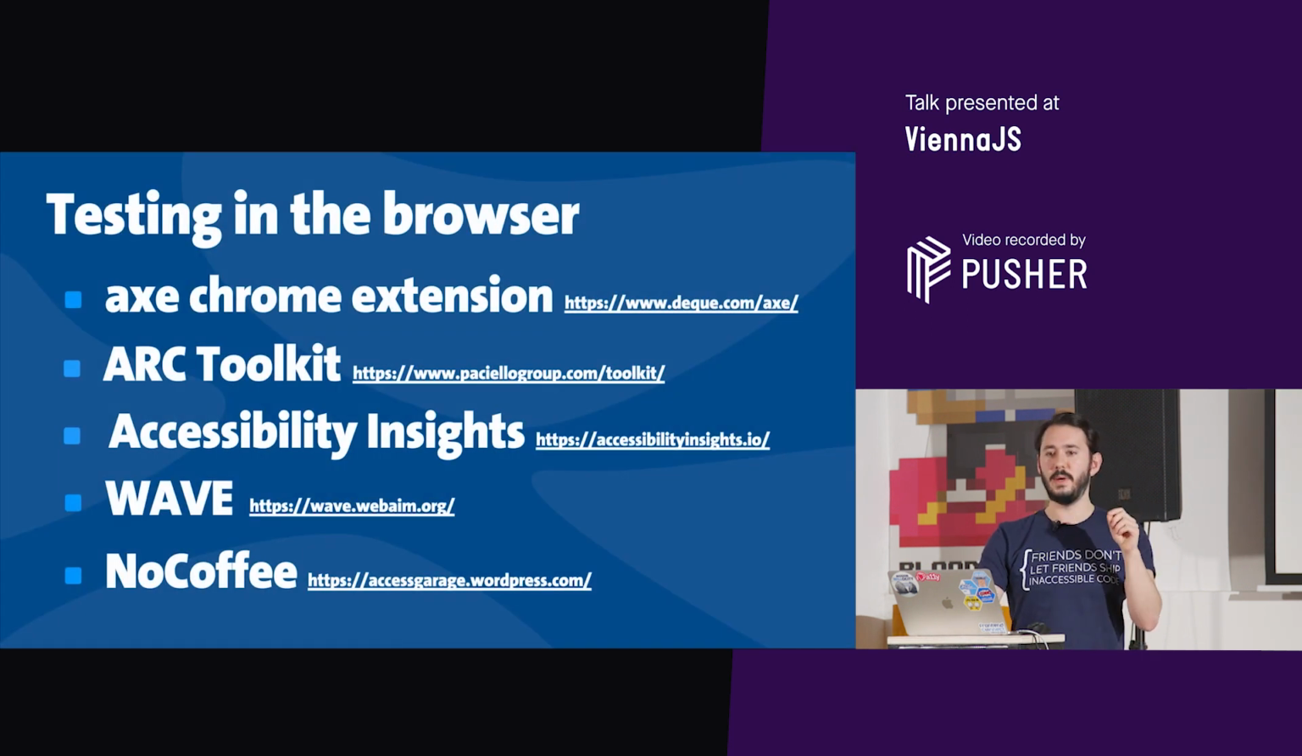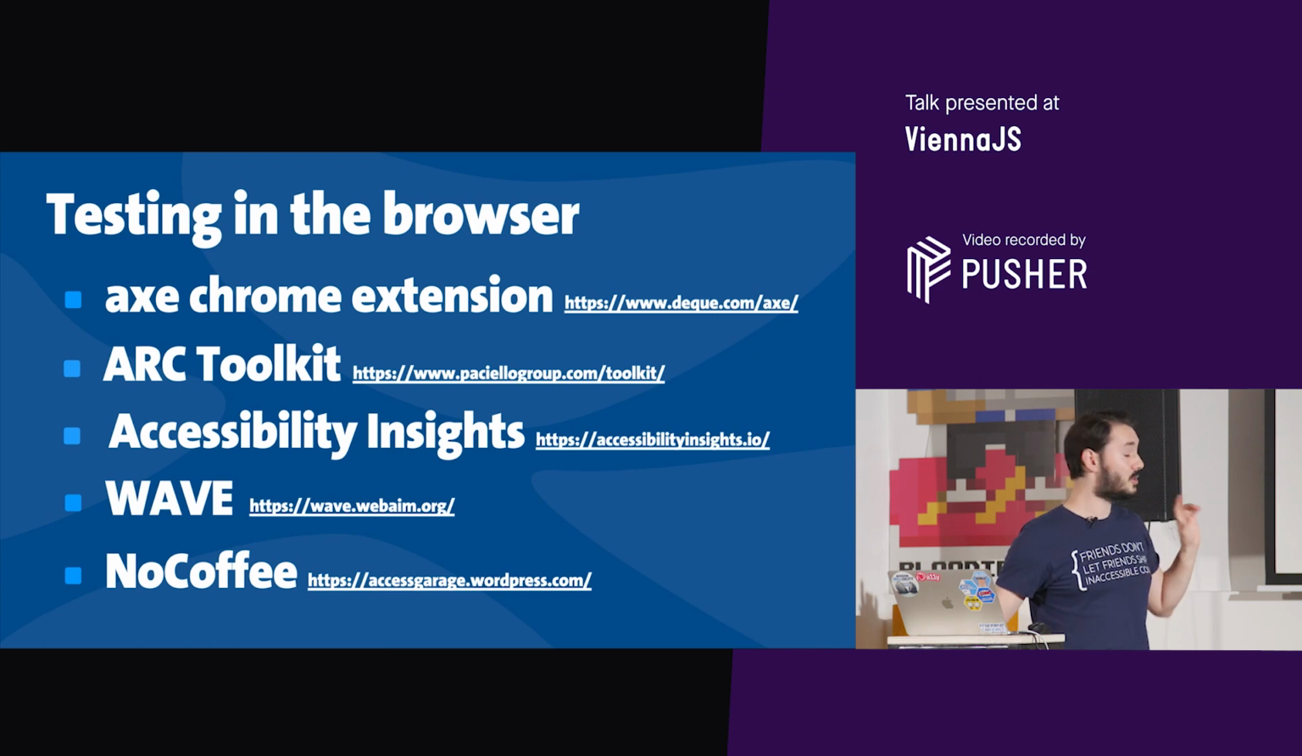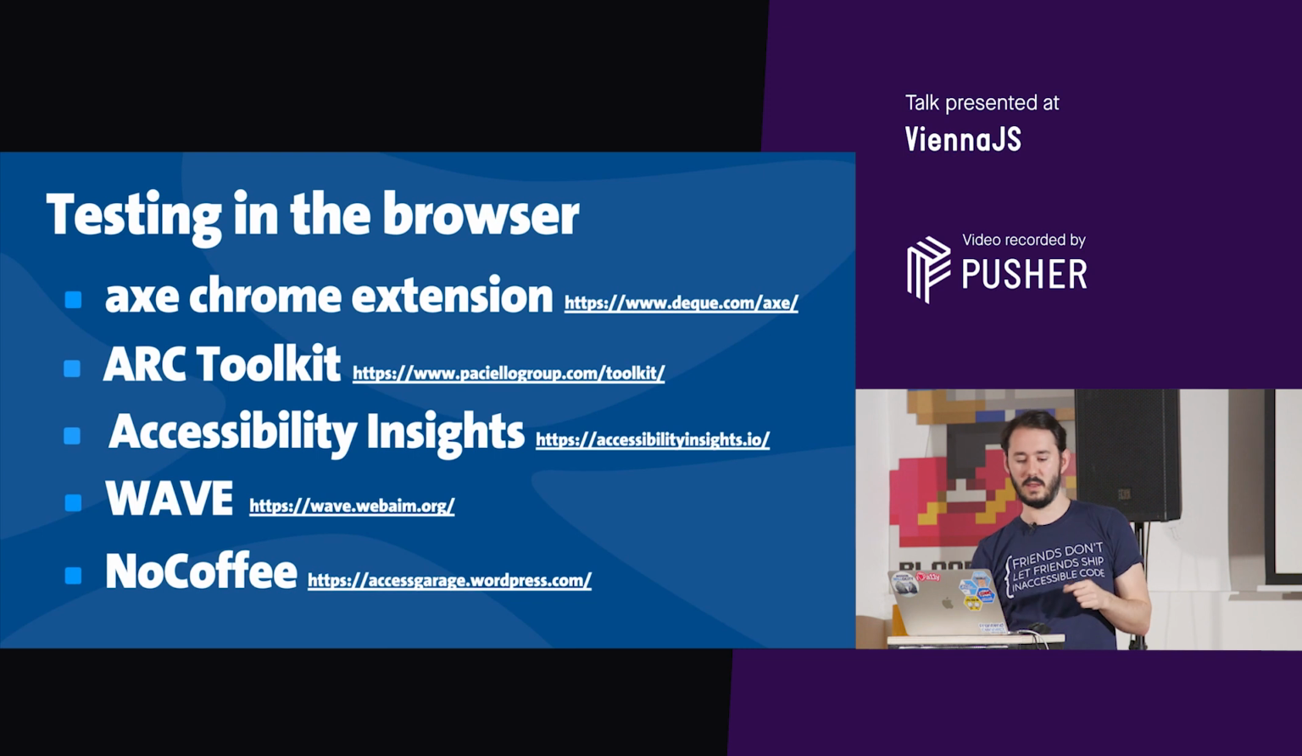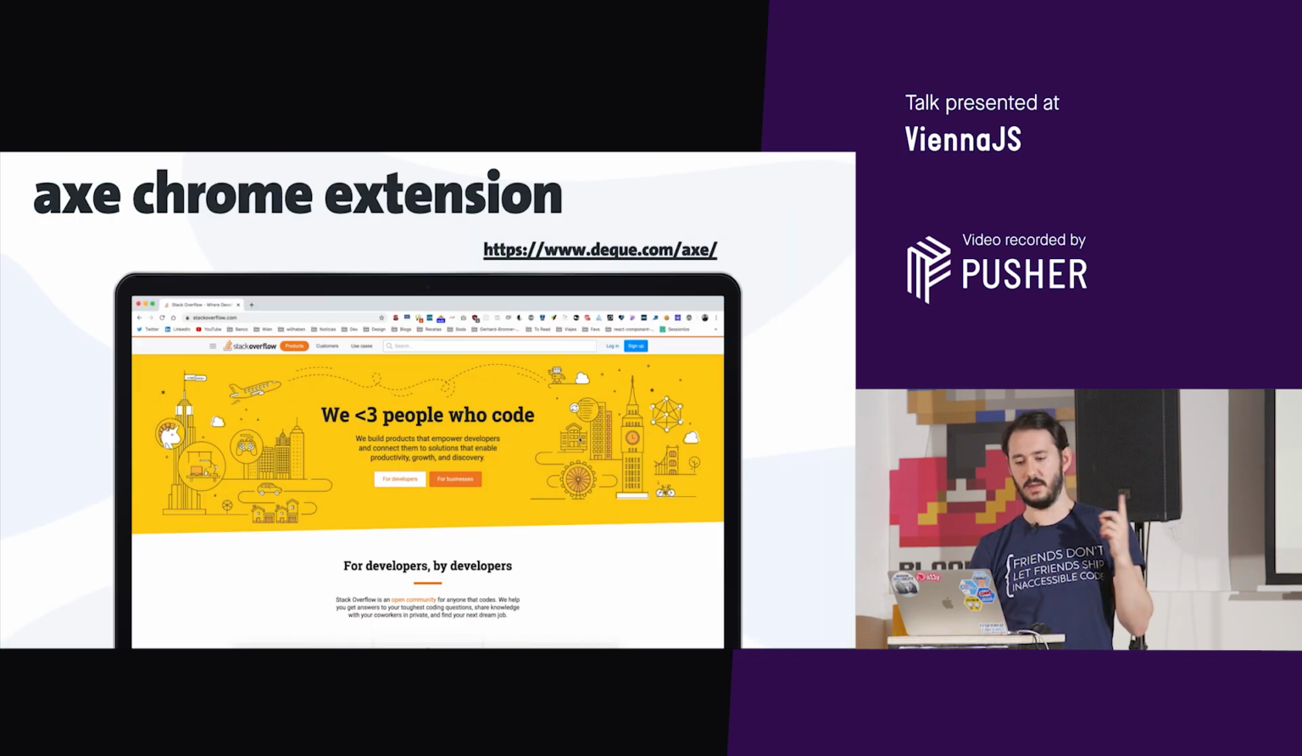As I said before, automated tests are not the only way to do it. Manual tests are very important as well. So the tools that I use to manually test accessibility in the browser are these ones plus one more. I will show you the other one after my talk. So let me show you the first one.